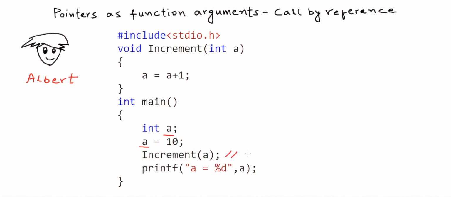So instead of writing something like a++ or a = a + 1, instead of writing a statement like this, he writes a function increment that will take an integer a as argument, and inside this function he is writing a statement like a = a + 1. He calls this function increment from the main method, passing a as argument, and then he prints the value of a. Now what he is expecting here is that the value of a will be incremented to 11, and hence the print statement will print a = 11.